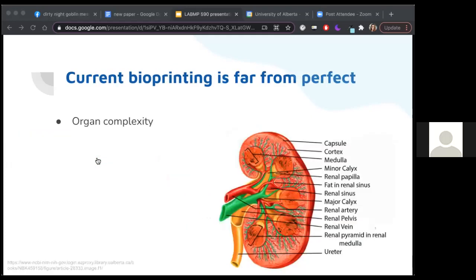So current bioprinting is far from perfect. There are a multitude of challenges that bioprinting has to overcome before this technology can produce functioning complex organs. One of the major challenges is the actual complexity of organs. For example, the kidney is made up of approximately 26 different cell types, all arranged in intricate structures that can be difficult to replicate.